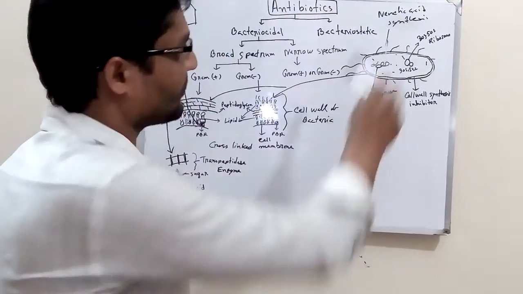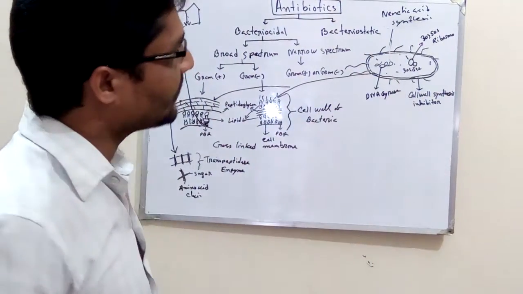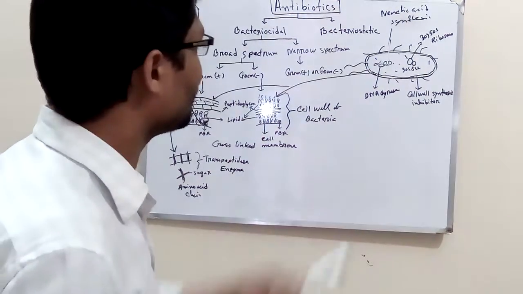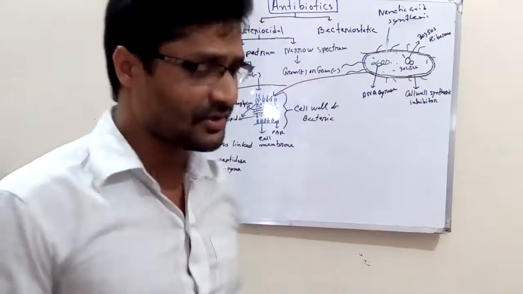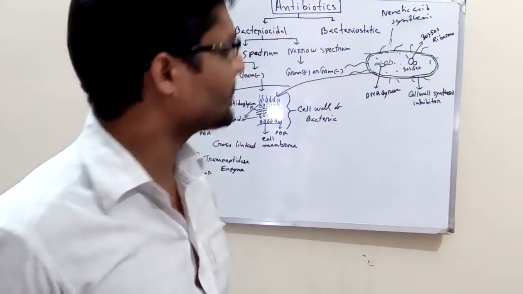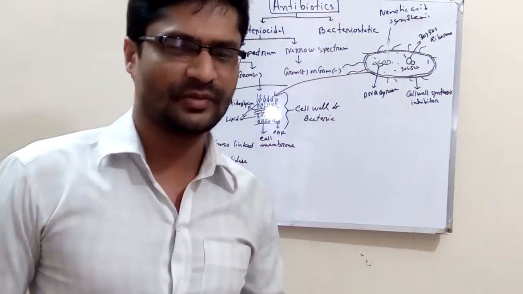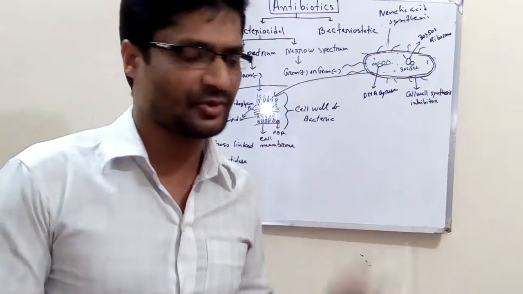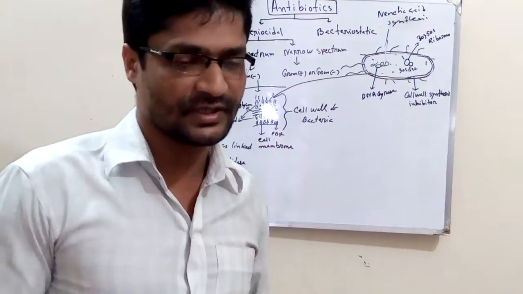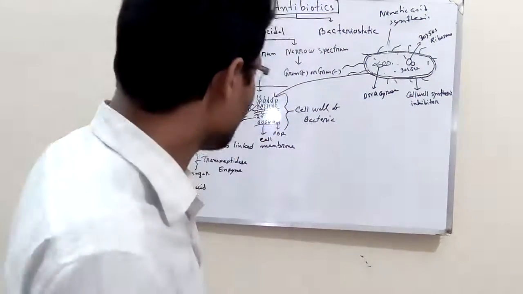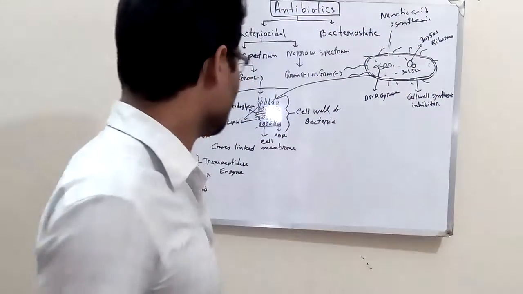So now I will discuss the protein synthesis inhibitor. Protein synthesis inhibitors inhibit protein synthesis, so the bacteria cannot synthesize protein and cannot grow, so the bacteria is killed. And when a nucleic acid synthesis inhibitor acts on the nucleic acid, the DNA gyrase cannot work, the DNA cannot be replicated, and the bacteria is killed.